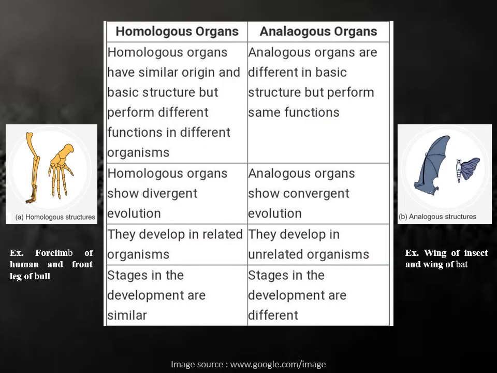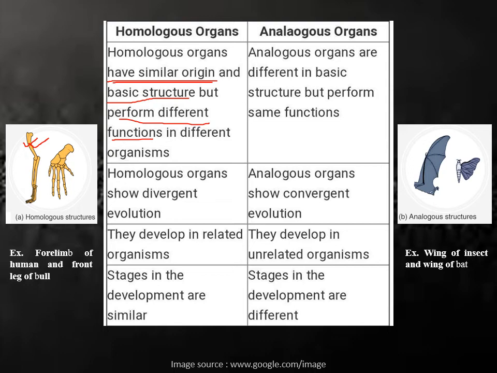Now, depending on convergence and divergence of characters, that means evolutionary convergence and divergence, there will be some appearance of organs. There are some organs which have a similar origin, that means the origin is the same, and the basic structure is also the same, but they perform different functions. Say, for example, the four limbs of a horse and the four limbs of a human. In our case our forelimbs are used as hands, to grab or hold anything, but in the case of a horse or a bull, the forelimbs are used as a running apparatus. They use them during movement, but we do not use our hands for movement from one place to another.